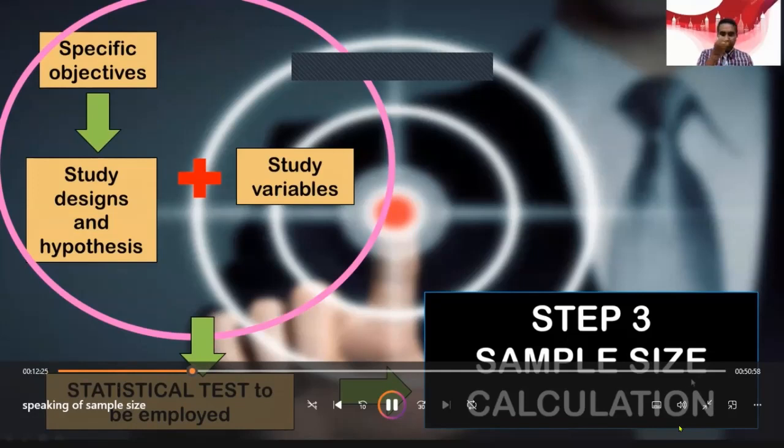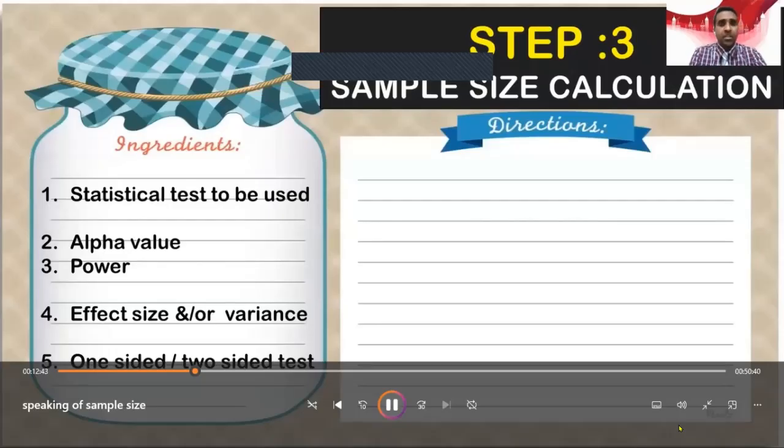Okay. Now the third step is sample size calculation. Remember, sample size calculation is not only dependent upon the statistical test employed. Even your study design and hypothesis indirectly play some role in your sample size calculation. Let us see those things. Coming to step 3.